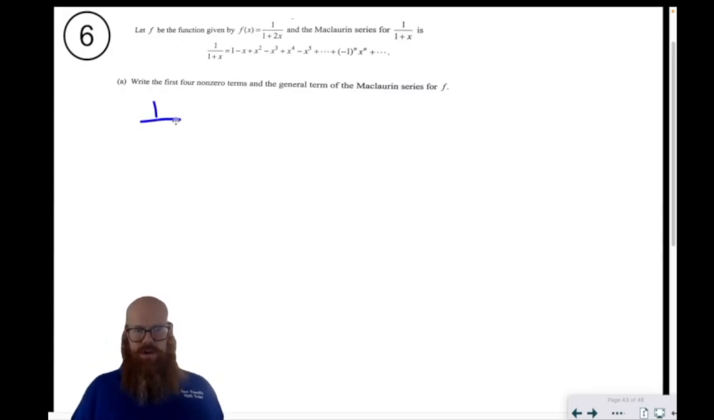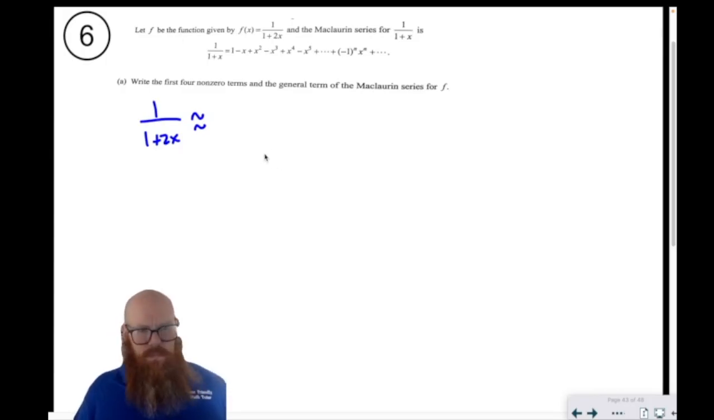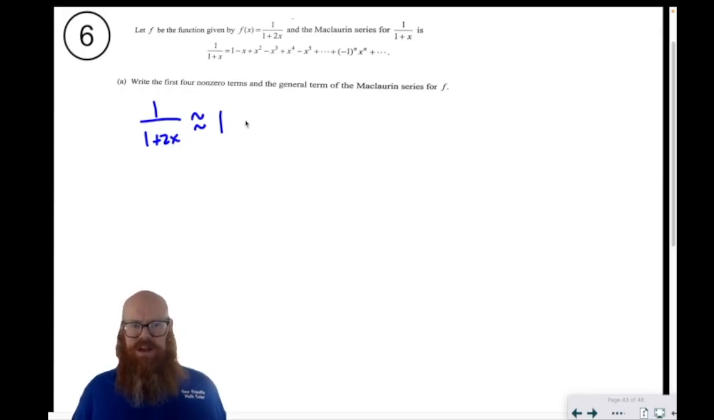So we're going to do this. We're going to say 1 over 1 plus 2x is approximately, because I'm only going to give the first 4 terms. And what I'm going to do is say that I'm replacing x with 2x. So that means I'm replacing each x with 2x. So I have 1 minus 2x plus, well, if I replace x with 2x and I square it, I get 4x squared.